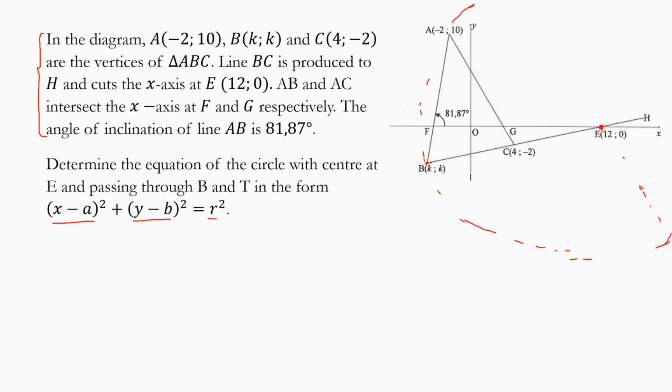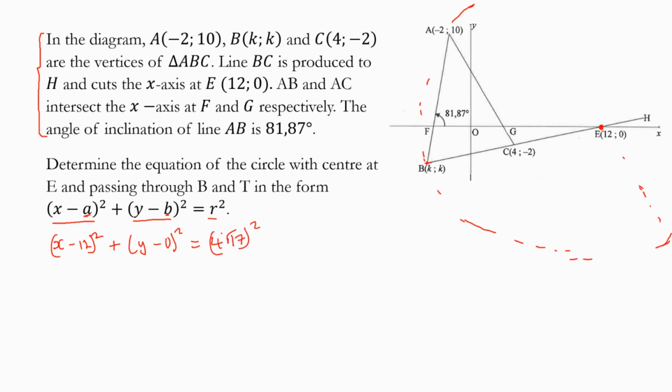A is the x coordinate of the center. This A is the x coordinate of the center. This is the y coordinate of the center. Just substitute into this. So it becomes (x minus 12) squared plus (y minus 0) squared is equal to (4 root 17) squared.